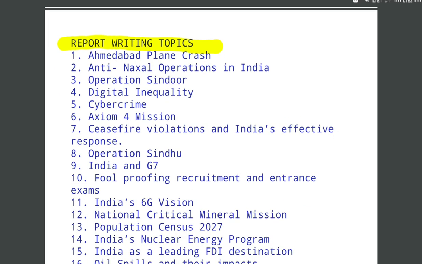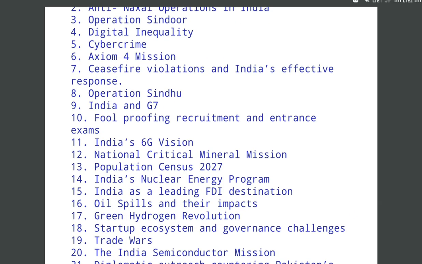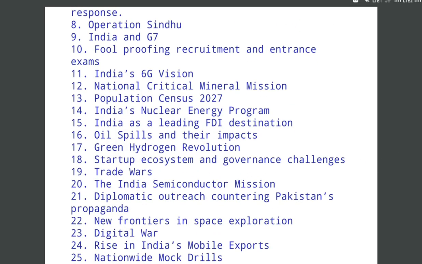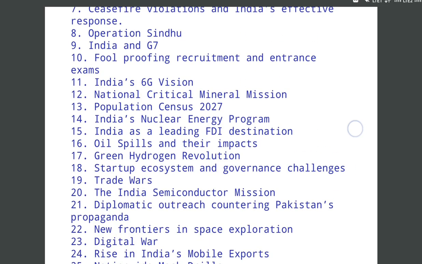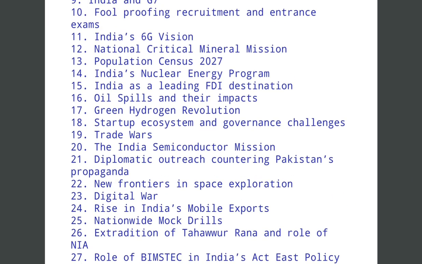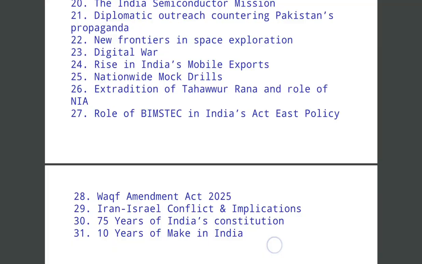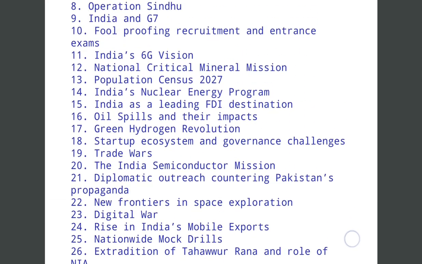And then this also: Ahmedabad plane crash, anti-Naxal operations, Operation Sindoor, digital inequality, cybercrime, Axiom-4 mission, ceasefire violations, Operation Sindhu, what Operation Sindhu is related to, India and G7, then 6G vision, India's 6G vision, critical mineral mission is very important for this year. So you can prepare this. And then oil spills, green hydrogen revolution, role of BIMSTEC, Waqf Amendment Act, Israel-Iran conflict, and 75 years of India's constitution, 10 years of Make in India. And I will upload this PDF in our Telegram group.